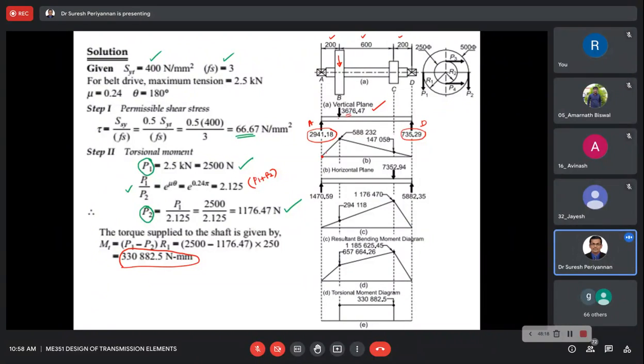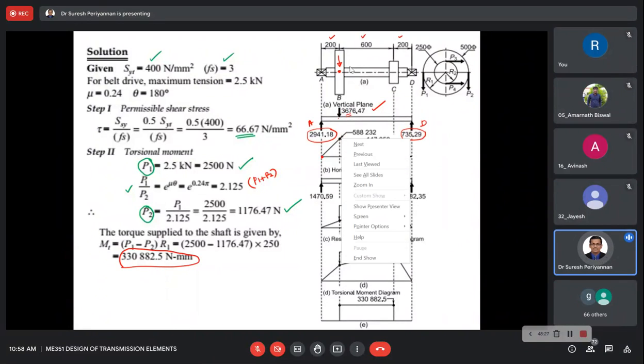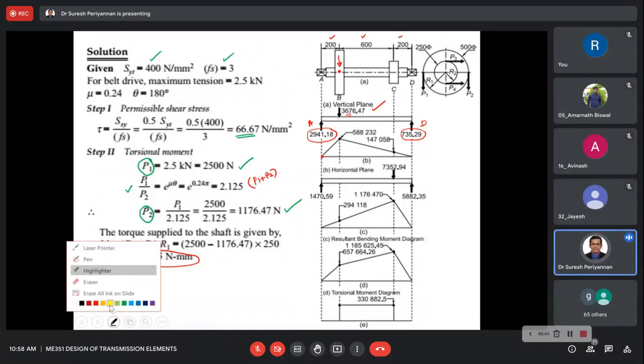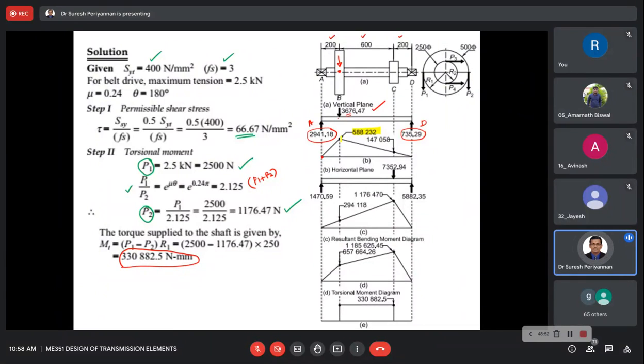Now, what is the bending moment at point B? See here, this is point B. The reaction force acting here is 2941 into 0.2, that is 200 mm, which gives 588232 Newton mm. How is it coming here? 2941.18 into 0.2. This is the bending moment acting at this point B.